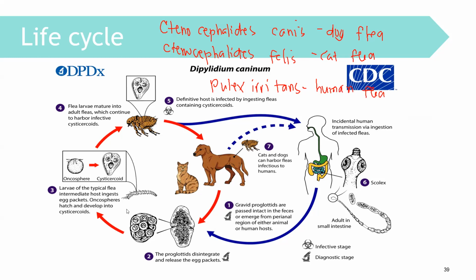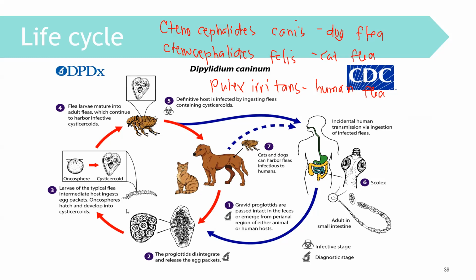So, how the life cycle goes: there is an accidental ingestion of infected fleas. These fleas contain the cysticercoid larvae of Diphyllidium caninum, and then the human will ingest them. It can happen while you are sleeping, and the flea of your dog jumps onto you. Then it will mature in the intestine, develop a scolex, and this scolex will attach to the mucosa to produce proglottids in the small intestine.